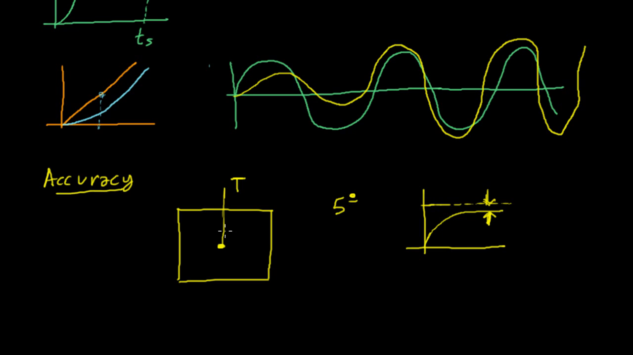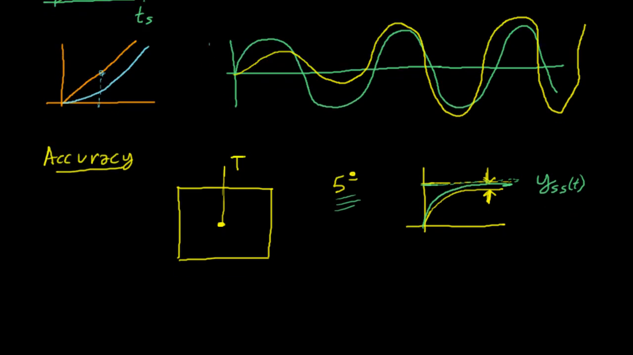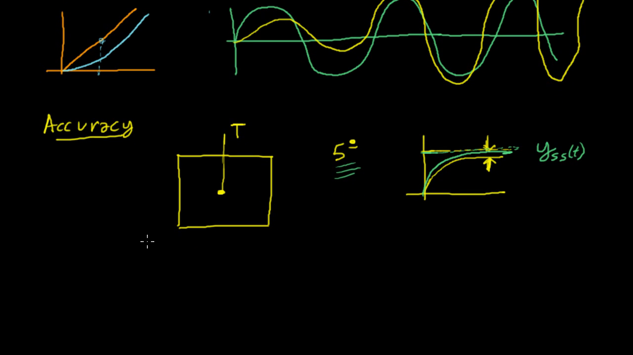But maybe if this is the temperature of some chemical process or biological process, or for example a manufacturing process, then maybe 5 degrees is completely wrong. It is a fatal error, and we need to make the system more accurate, closer to the reference, to what we want. So this is characterized through the steady state response.